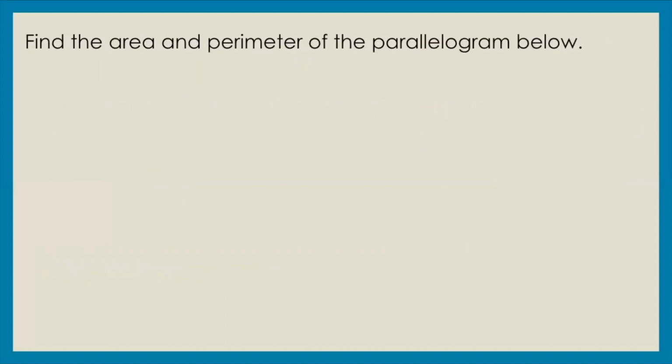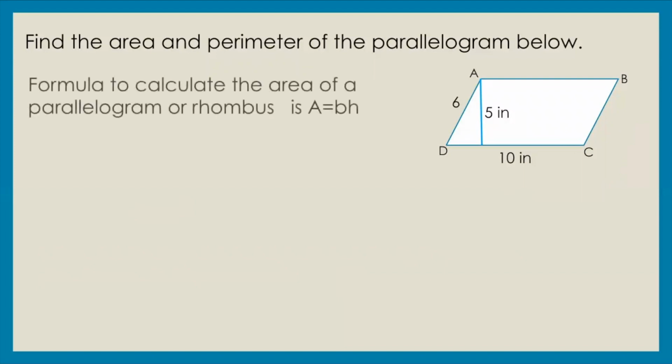Now we are going to find the area and perimeter of a parallelogram. The parallelogram has one side 10 inches, the other side is 6 inches, and height is 5. So we can use the same formula, area equal to base times height. Here in this case, base is 10 inches and height is 5 inches. So we multiply 5 and 10 to get 50 inches square.